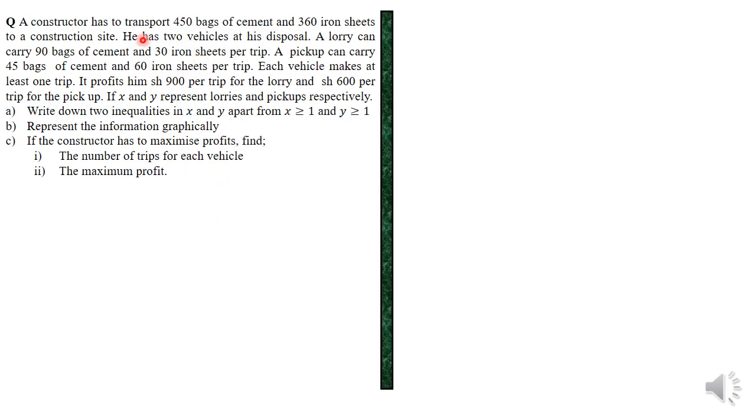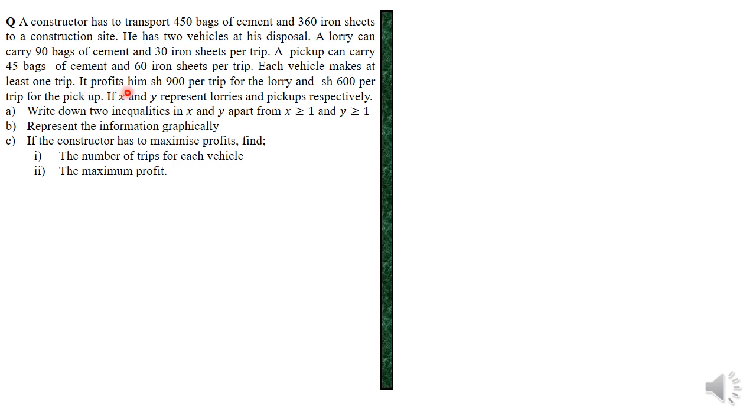We know that someone has to transport 450 bags of cement and 360 iron sheets to a construction site. He has two vehicles at his disposal. A lorry can carry 90 bags of cement and 30 iron sheets per trip. A pickup can carry 45 bags of cement and 60 iron sheets per trip. Each vehicle makes at least one trip.